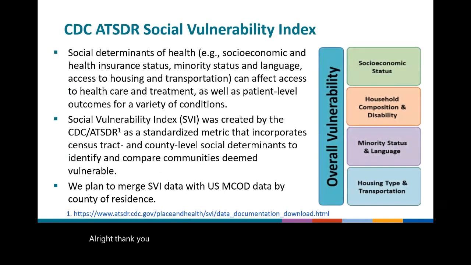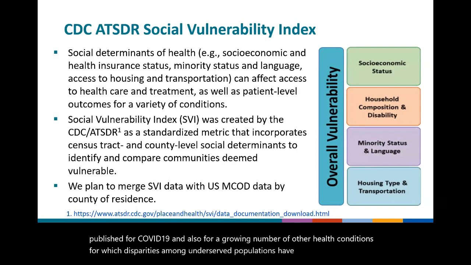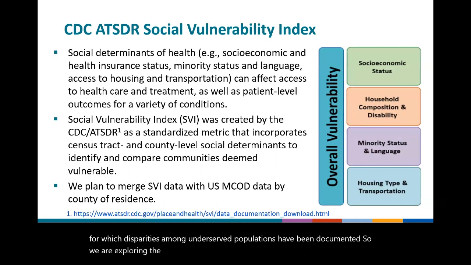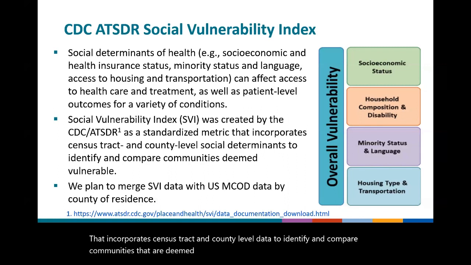So to answer these follow-up questions, we are borrowing and modifying the approach from numerous studies that have already been published for COVID-19, and also for a growing number of other health conditions for which disparities among underserved populations have been documented. So we are exploring the use of CDC's ATSDR Social Vulnerability Index data, which is a data source that provides a standardized metric that incorporates census tract and county level data to identify and compare communities that are deemed vulnerable according to specific social and environmental determinants.